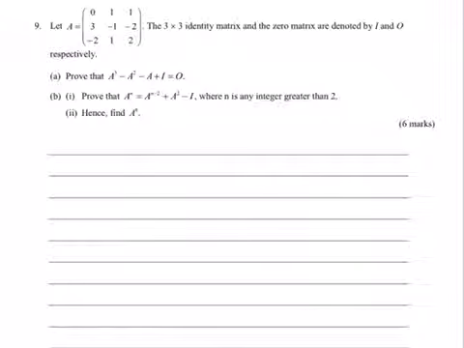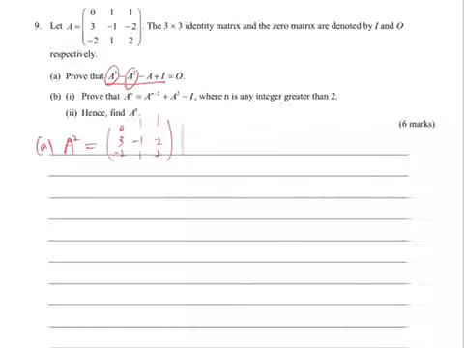Okay, now for question number 9, part A. First, we want to prove this is 0. So first, we need to find out A squared. A squared is this one multiplied by itself.